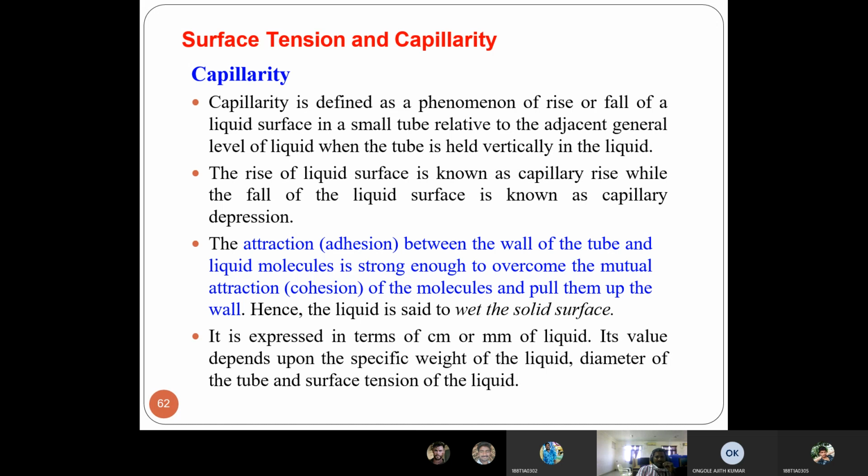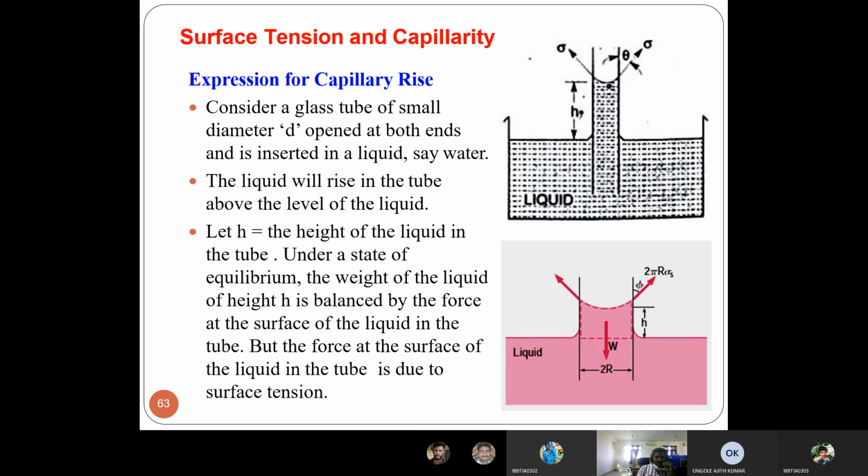And come to the next slide. Surface tension, regarding one practical information. Consider a glass tube of small diameter d, open at both ends and inserted in a liquid, say water. The liquid will rise in the tube above the general level of the liquid. See, here is a figure. Understand? The liquid is there. Different figures, but both are the same. A glass tube is there, with openings at top and bottom. This is the general level of the liquid.